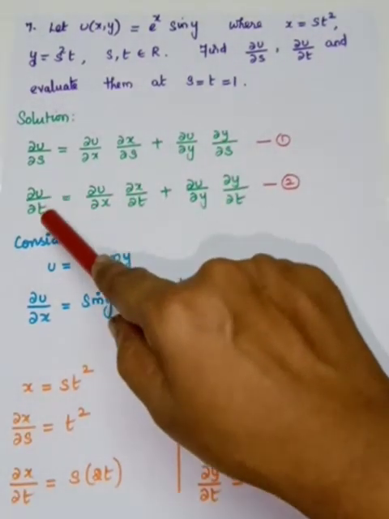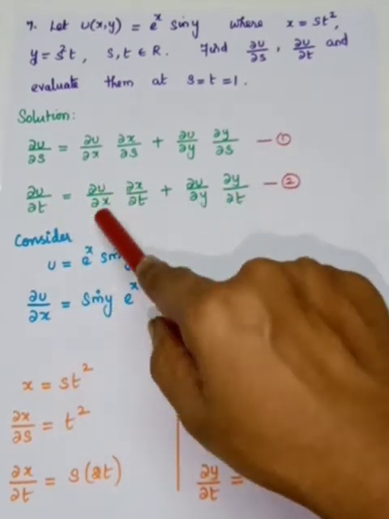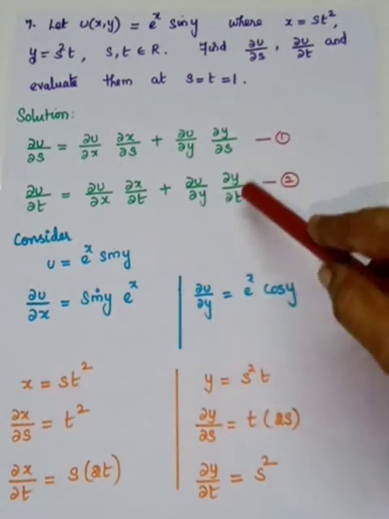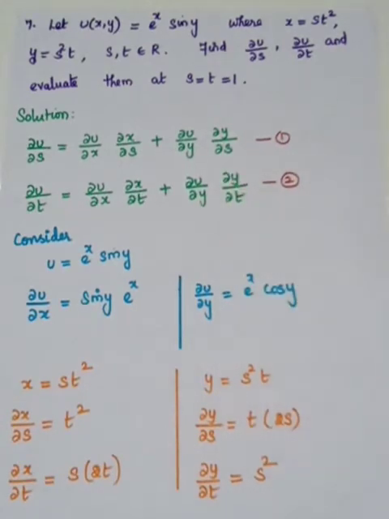Here, ∂u/∂t, how will you write? ∂u/∂x into ∂x/∂t plus ∂u/∂y into ∂y/∂t. So we have written the formula. If you want, you can use the diagram also. Consider the u function. So u is equal to what? e^x into sin y.